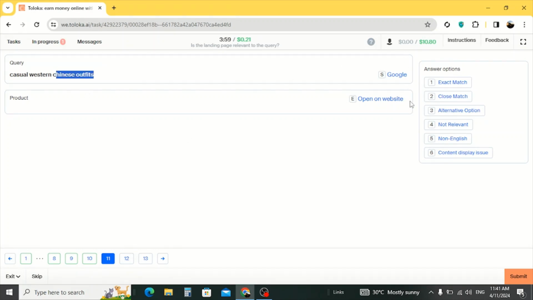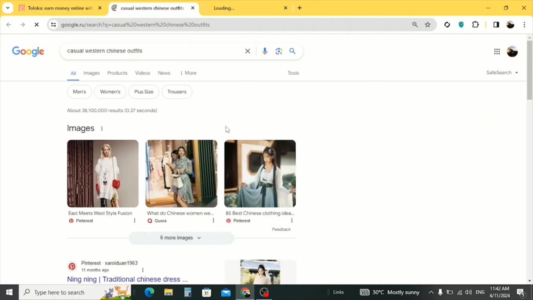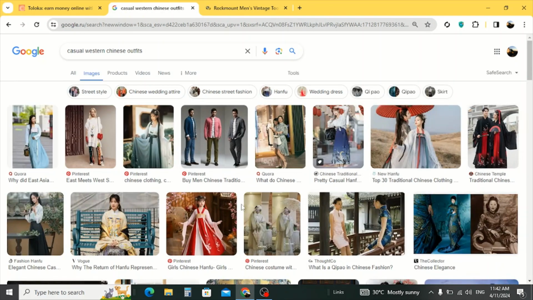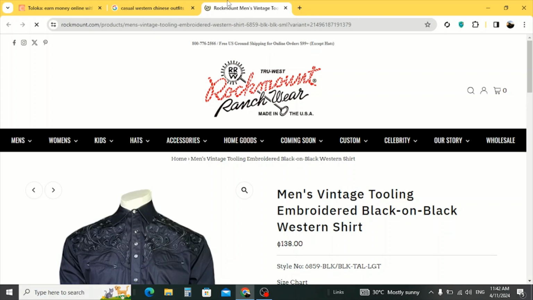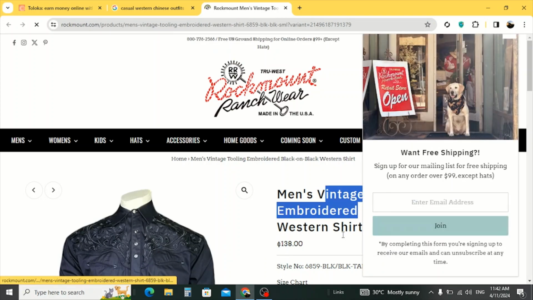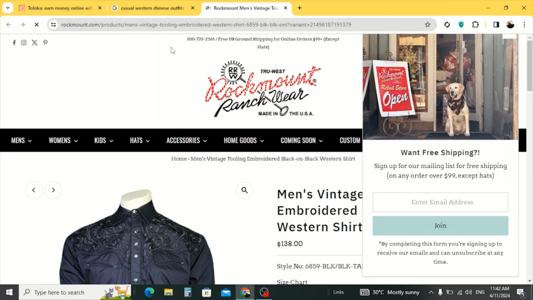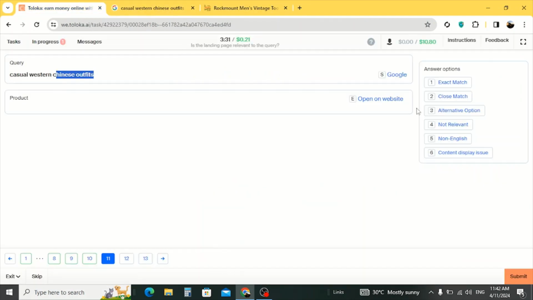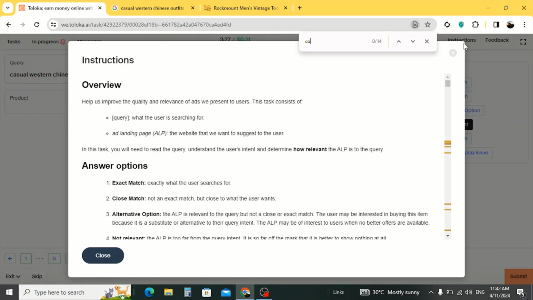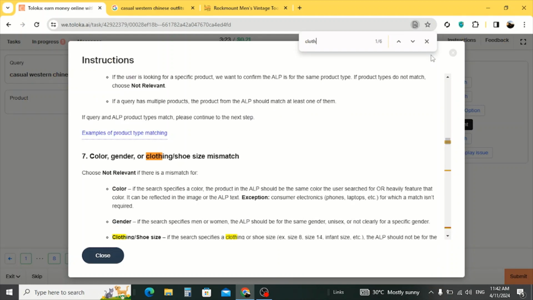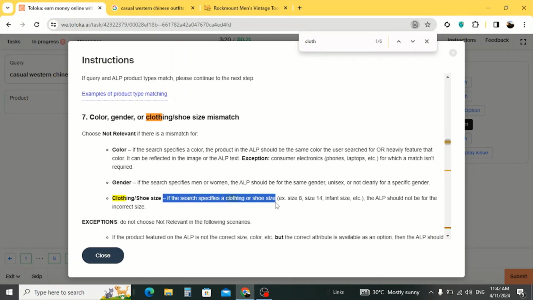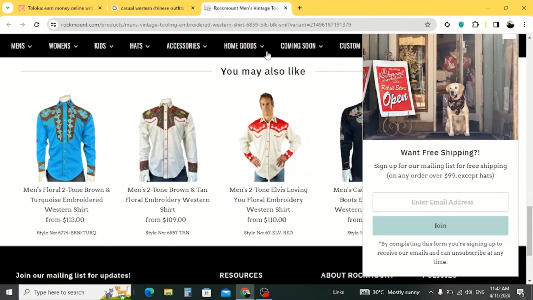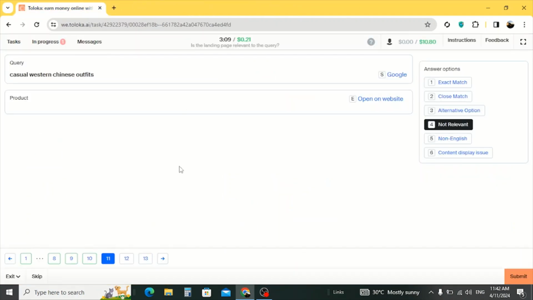Casual western Chinese outfit. From the images, get a rough idea which type of western Chinese outfit it is. Men's vintage embroidered black western shirt. In this case it is clearly a mismatch because this is not related to Chinese at all. So in case of clothes, if searching for specific clothing, shoe size, but in general a user looking for a Chinese outfit would not go for American western outfits. So it is clearly a not relevant query.